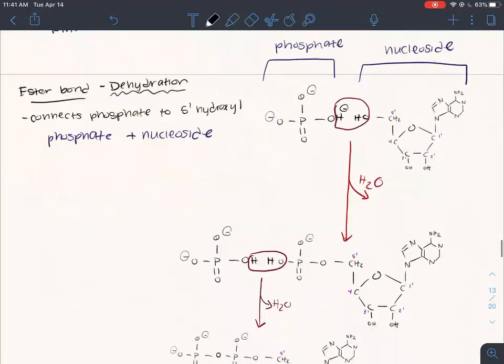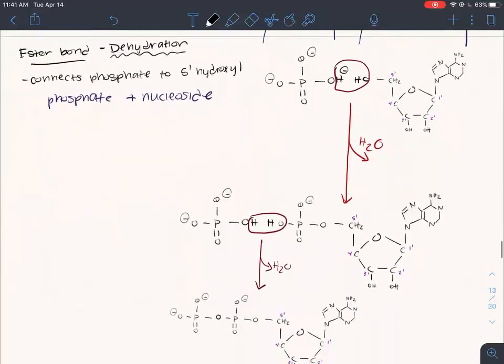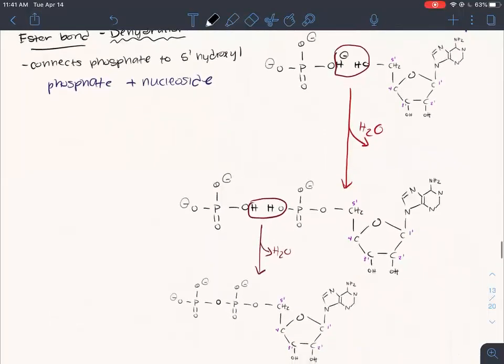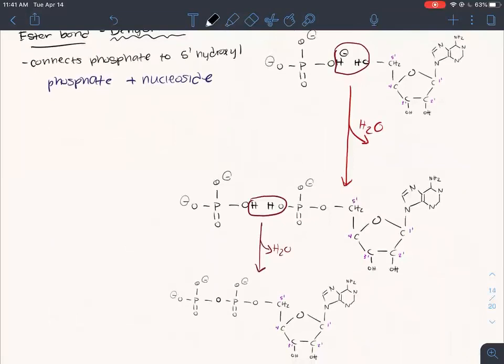So there are two types of bonds that you could see in nucleotides. We'll talk about the ester bond first. This is a dehydration reaction that basically connects a nucleoside, which is just the pentose sugar and the nitrogenous base, with the phosphate group. So you could pause here and see. And this also connects the multiple phosphate groups that you could have on one nucleotide, like in ATP.